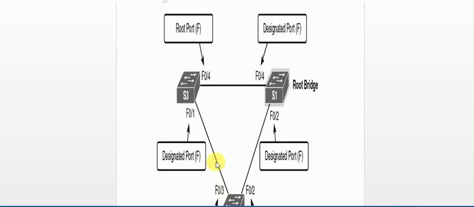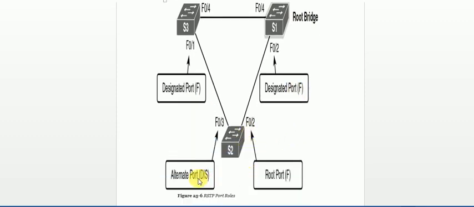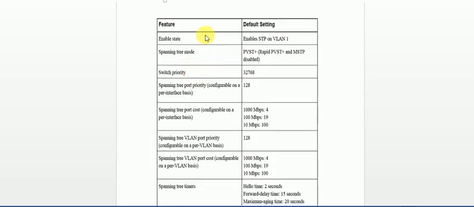This is a scenario of the RSTP. Assume this switch becomes the root bridge. This port will become the designated port, root port, designated port, designated port. So this is the alternative port and root port. Okay, let's start the configuration of STP.